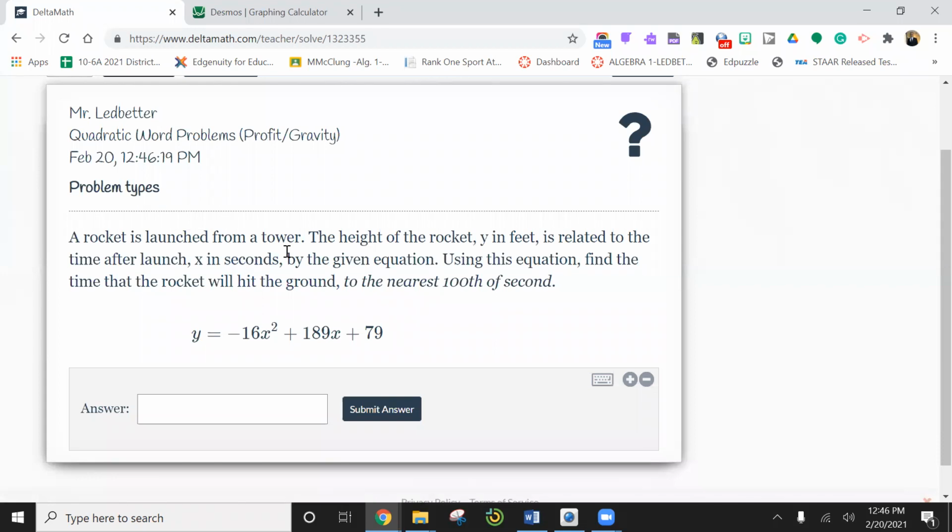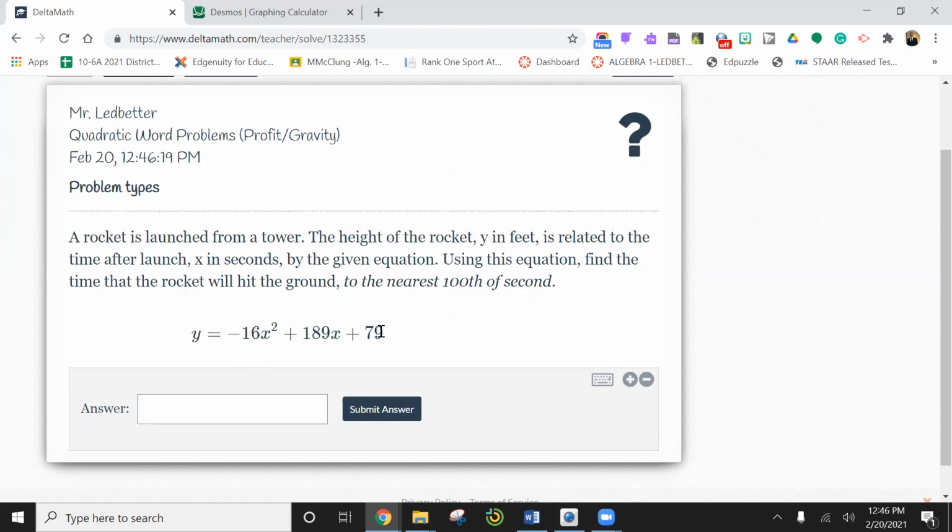A rocket is launched from a tower. Well, this is the same basic type of question, right? So again, the gravitational pull, this is the velocity, how fast it's moving up, right? And this one's moving up faster than the other one. And we're higher this time. We're on a tower that's 79 feet up in the air. So if you were to predict, what do you think? Now remember, it's going faster.